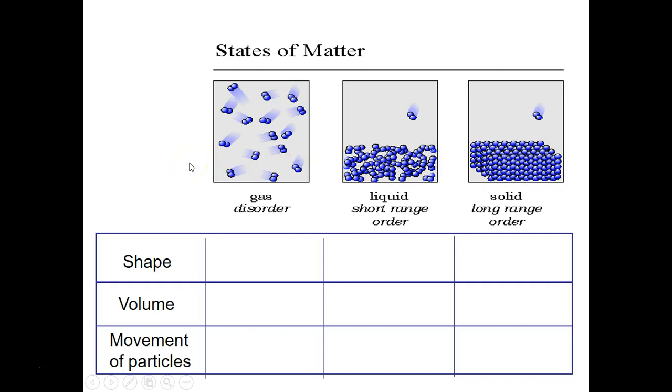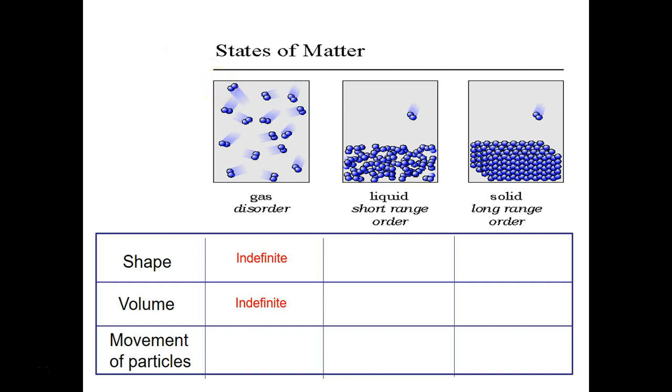Now, when we talk about shape, we're going to talk about whether or not that phase will fit the container that you put it in. So we know that gases have an indefinite shape. If you have a gas in a balloon and you pop that balloon, those gas particles are going to spread out across the room. That means that the shape of a gas can change. Now the volume of a gas is also indefinite.